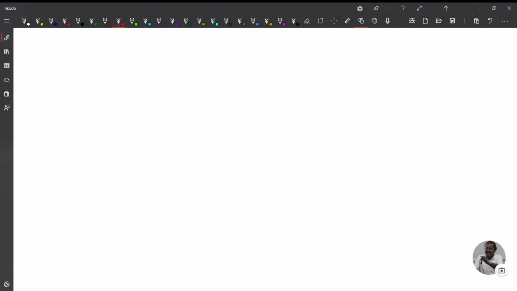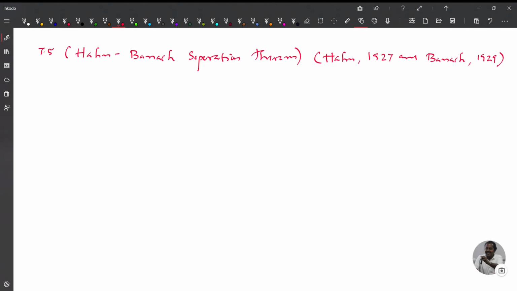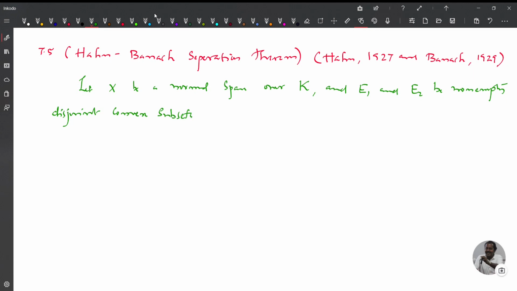Now we prove the Hahn-Banach separation theorem, Theorem 7.5, proved by Hahn in 1927 and Banach in 1929. We state this theorem: let X be a normed space over K, and E1 and E2 be non-empty disjoint convex subsets of X, where E1 is open in X.